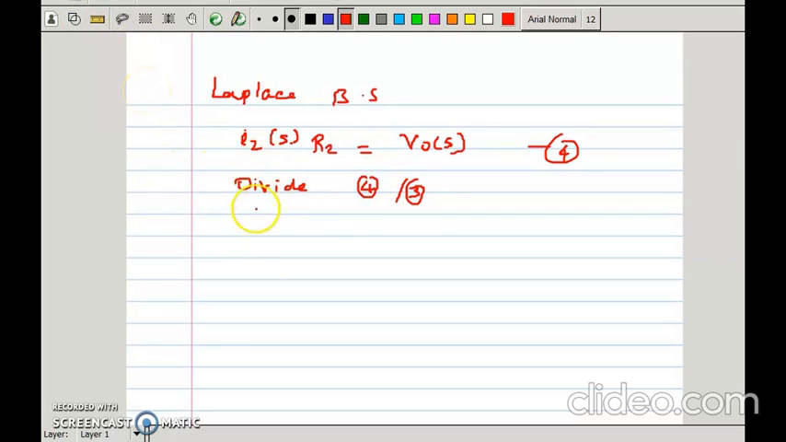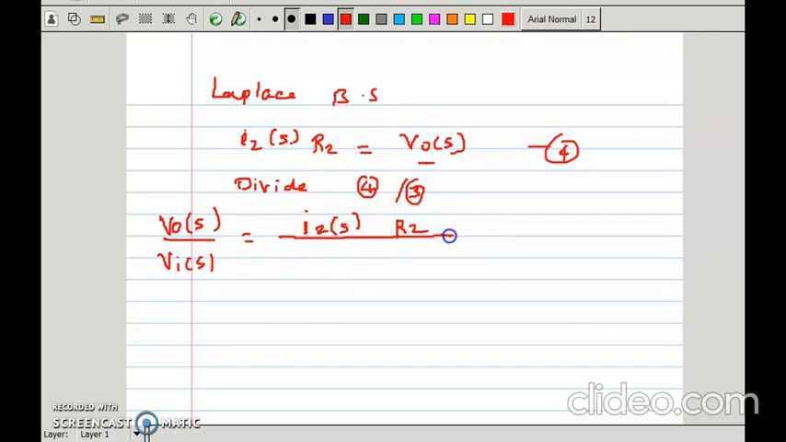As we divide equation 4 by 3, equation 4 is VO upon VS, right? So it is as it is VO upon, what is equation number 3? It should be VR of S, right? Is equal to, what is the RHS? So it is I2 of S R2, right?